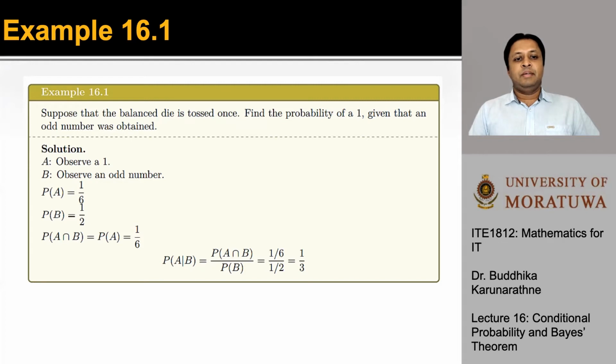In this case, P(A intersection B) is equal to P(A), which is 1 over 6. Now we calculate P(A|B) as P(A intersection B) over P(B). P(A intersection B) is 1 over 6 and P(B) is 1 over 2. Eventually, for the conditional probability P(A|B), you get 1 over 3.